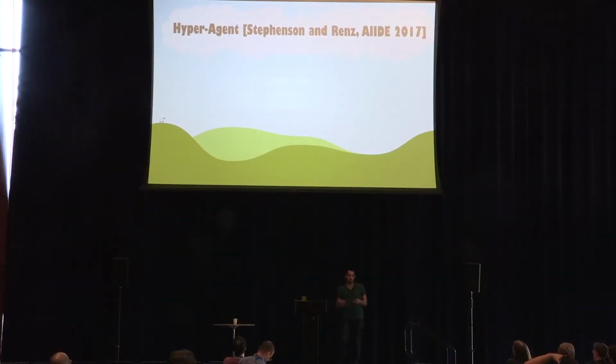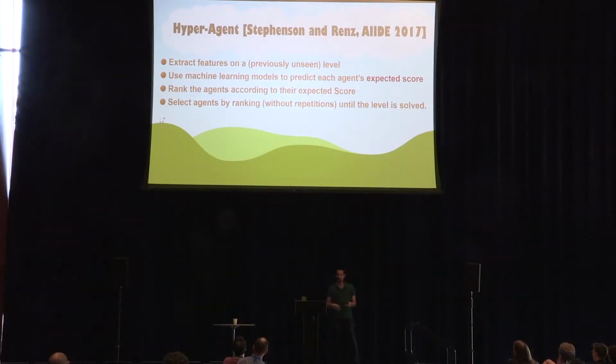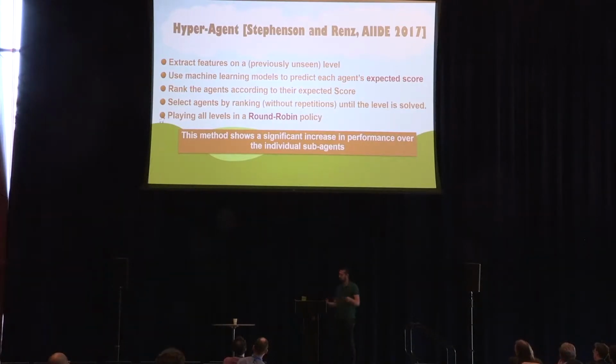This notion of algorithm selection was actually applied to the game of Angry Birds by Stephenson and Renz in 2017. It was called the hyper-agent. They extract features on previously unseen levels. They used machine learning models in order to predict each agent's expected score on the level. They rank these agents based on the expected score, and they select the agents for a given level according to their ranking, without repetitions, until they have played all of the agents or they managed to solve the level. And they play all 8 levels in a round-robin policy. The method actually did quite well. It managed to improve on all of the sub-agents it used, so it performed better than the agents that the hyper-agent used. But we still claim that there is some room for improvement. I'll try to convince you in the following slides.